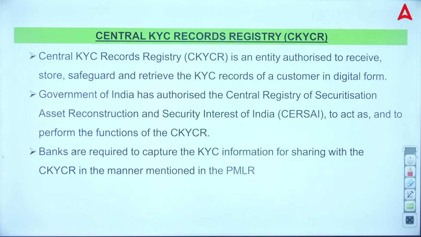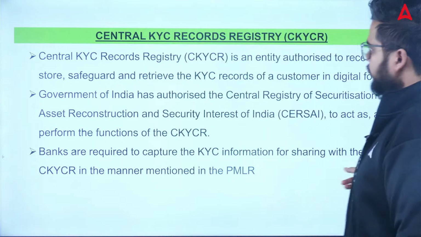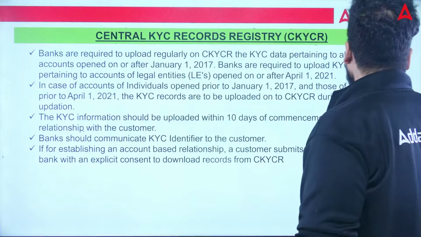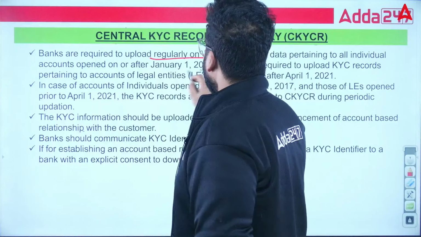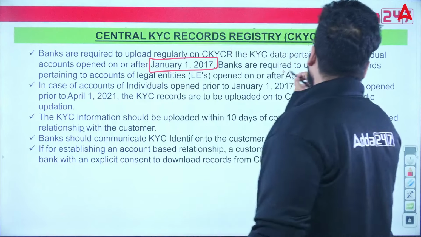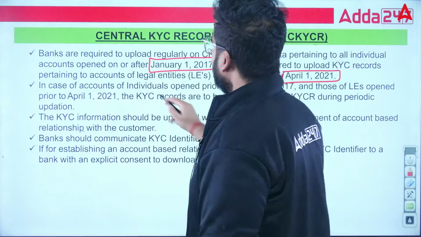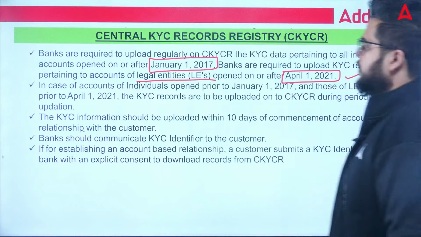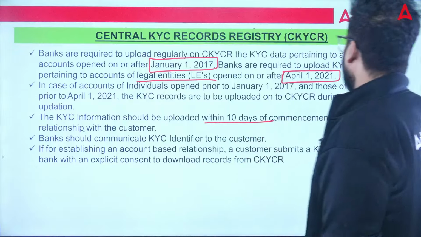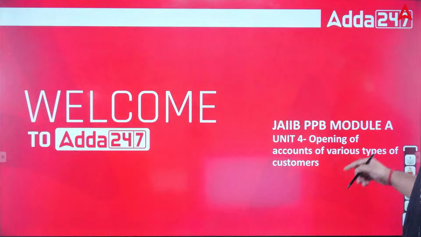After that, we have CKYC-R also, that is your central KYC registry. And how the question can be asked here? Directly, they will ask you about the timeline. So the timeline here, you can see for the individual accounts, it is 1st January 2017, and for your entities, fine, other legal entities, it is 1st April 2021, and the KYC information should be uploaded within 10 days of the commencement of account based relationship.